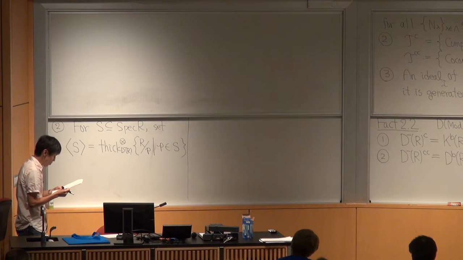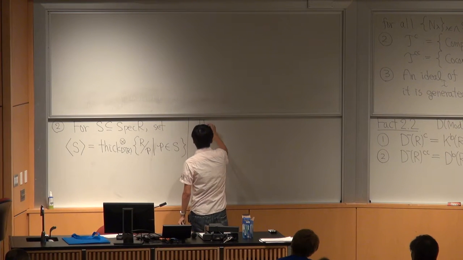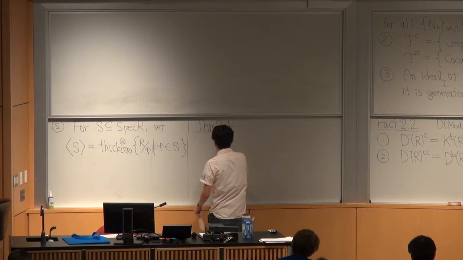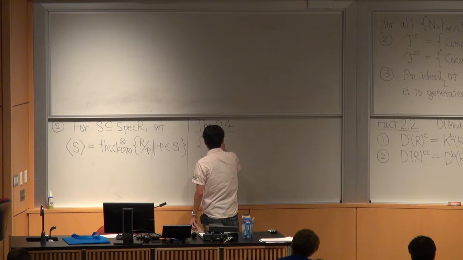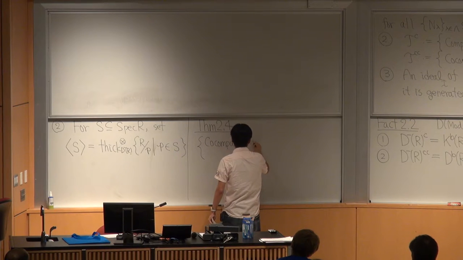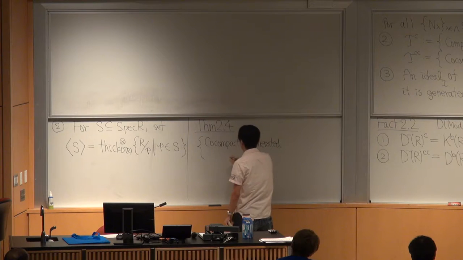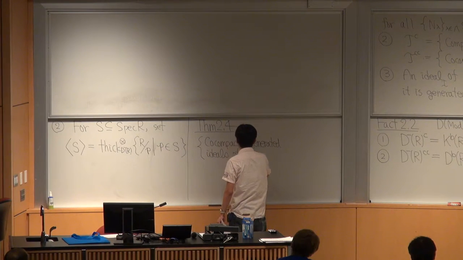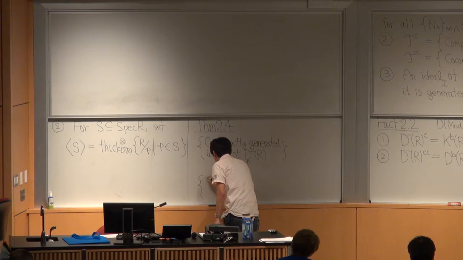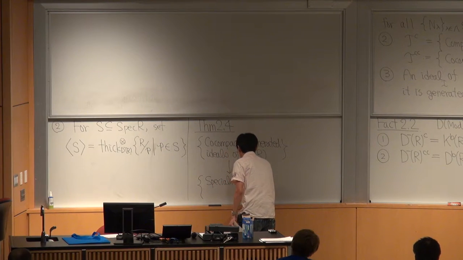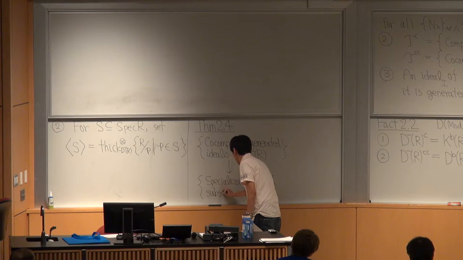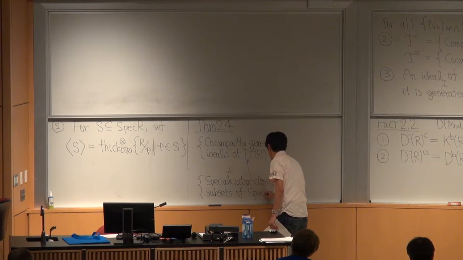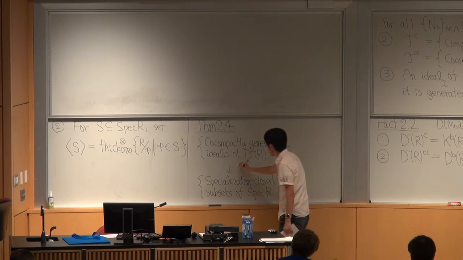Now we can state our first main result of this series of lectures. So we have the following one-to-one correspondence. The set of co-compactly generated ideals of D minus R and, as usual, the set of specialization closed subsets of spec R. So we have such a one-to-one correspondence.